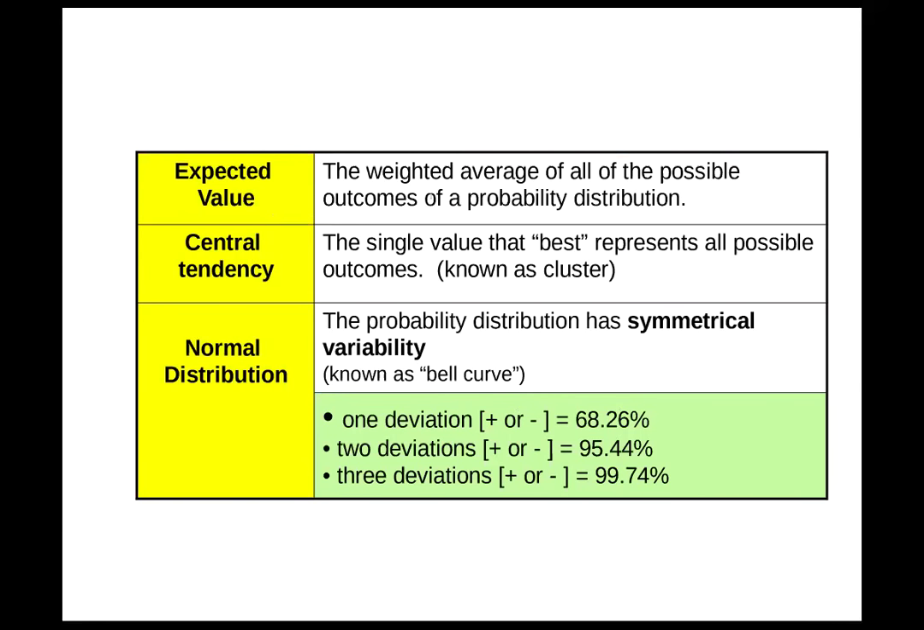And then here are the numbers I mentioned: expected value, the weighted average, central tendency, the single value that best represents all possible outcomes. That's the cluster. That's where we see the mean, median, and mode all together. The probability distribution has a symmetrical variability. So when we talk about normal distribution, which in most cases on questions they'll assume, it's going to have a bell curve. And when we do that, we also know that 1, 2, and 3 standard deviations are about 68% for 1, 95% for 2, and 99% for 3.